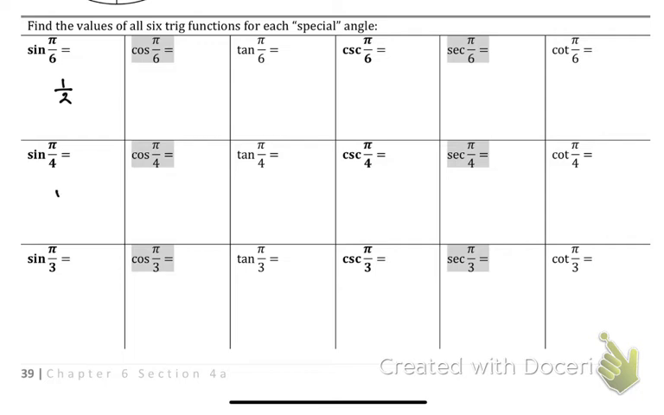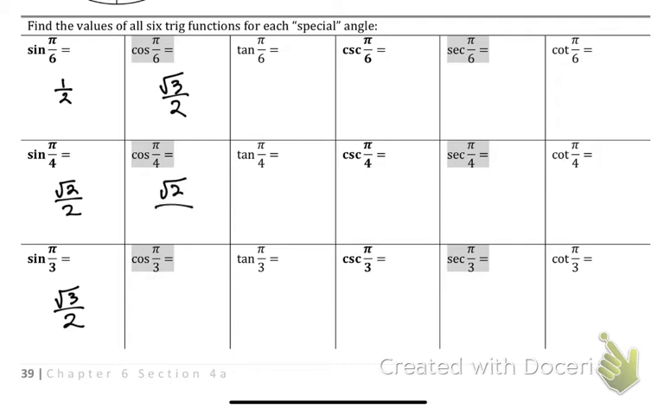It's square root of 2 over 2. What's the sine of pi over 3 then? Square root of 3 over 2. These are things we should actually start knowing without having to look at our unit circle. All right, if I know sine is 1/2, what does that make cosine automatically? Square root of 3 over 2. If sine is square root of 2 over 2, that means cosine is going to be square root of 2 over 2.